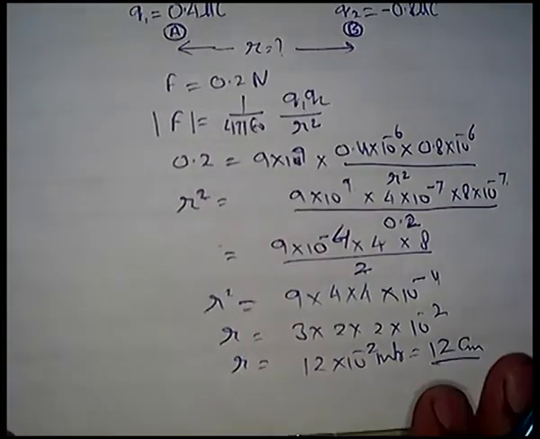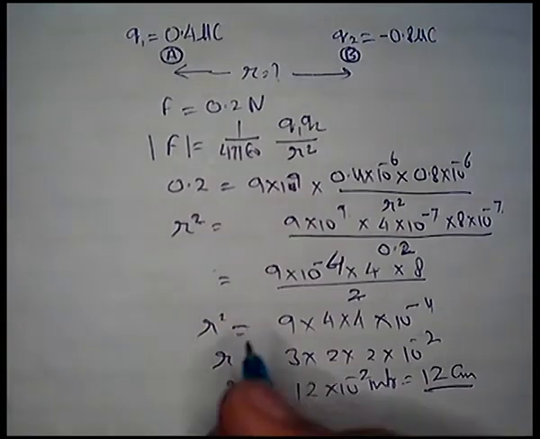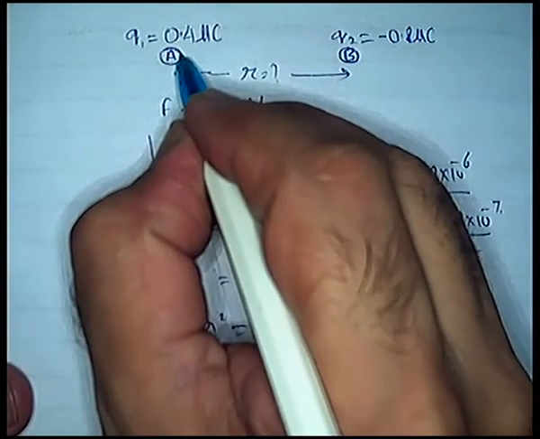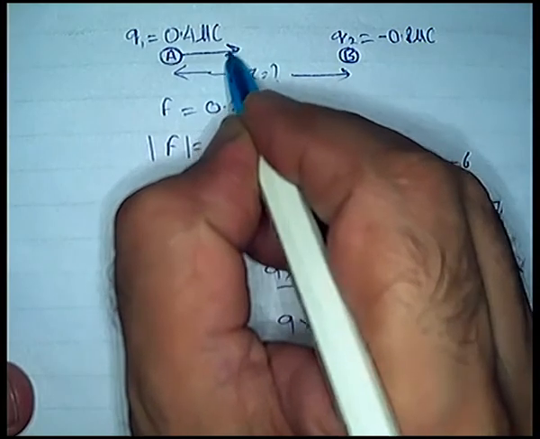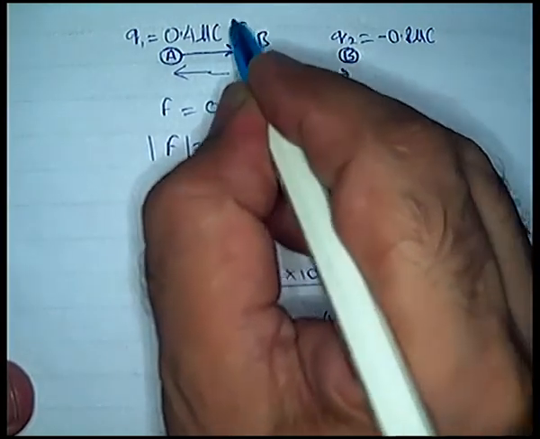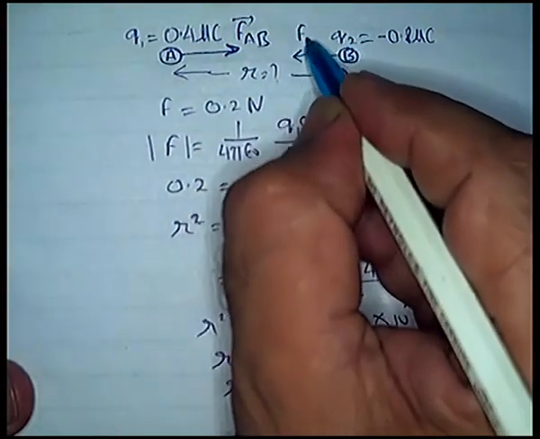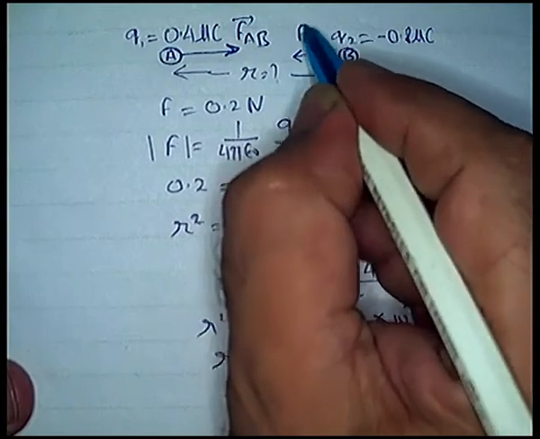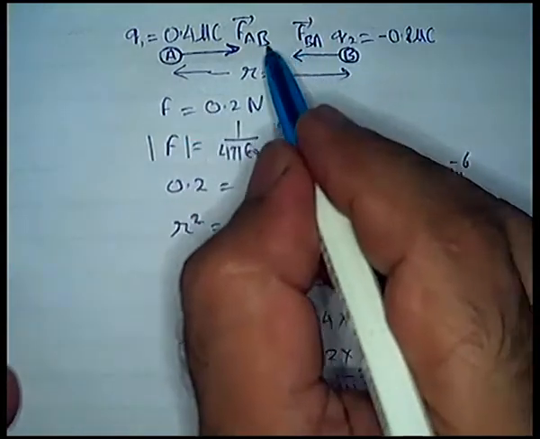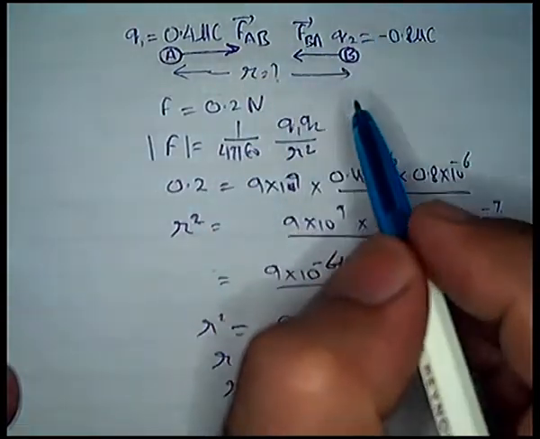Now what is the other question? What is the force on the second due to the first? Electrostatic force is always in a pair of action and reaction. This is the force on A due to B. Then similarly this one is the force on B due to A. Both the forces are the same but opposite in direction.